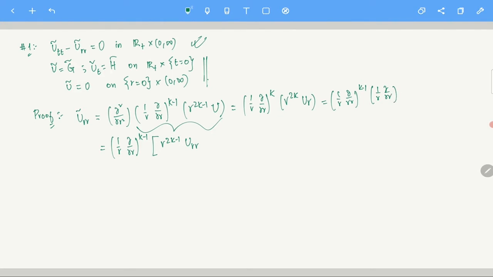So I'm just breaking one of them and making it act on this particular r^(2k) U_r. Clear? So it becomes r^(2k-1) U_rr plus 2k r^(2k-2) U_r. Yes, that's what I'm getting. Now that is going to be (1/r ∂_r)^(k-1) r^(2k-1), I can just take it out. It becomes capital U_rr plus (n-1)/r capital U_r.